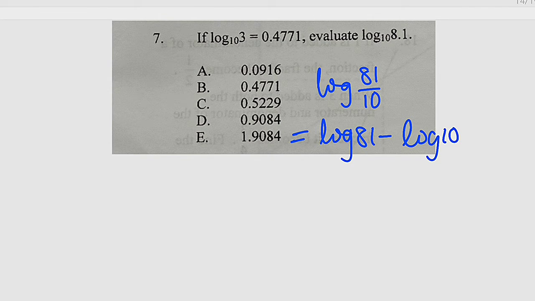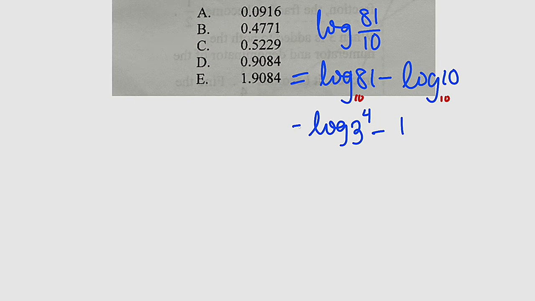But 81 is the same thing as 3 raised to the power of 4, because they want us to solve this problem without using a calculator. So this is log of 3 raised to the power of 4 minus log of 10. Remember, a log of a number having the same base as the number is always equal to 1. This is base 10, this is base 10. Log of 10 base 10 is equal to 1. And according to one of the laws of logarithm, this power can drop down to multiply. So we have 4 times log of 3 minus 1.